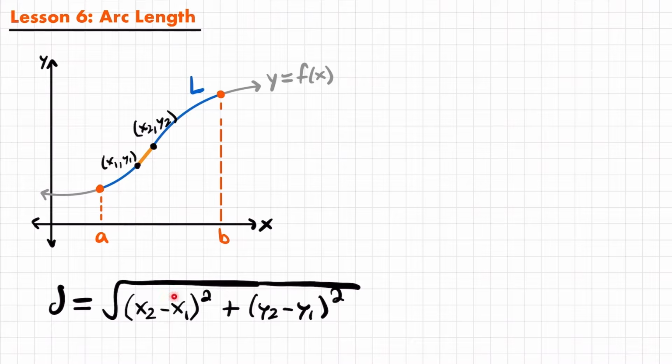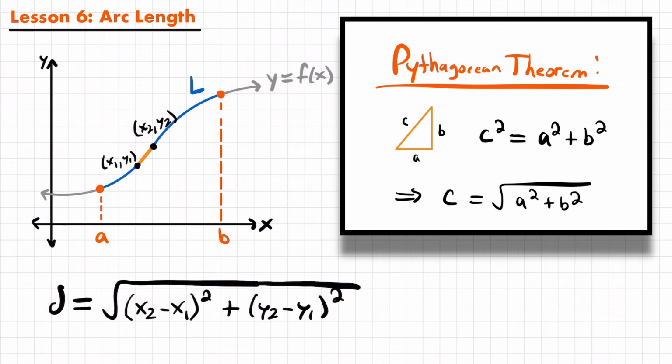This formula is derived from the Pythagorean theorem, which lets you solve for the hypotenuse of a triangle, which is essentially what we are doing here when we are finding the length of that line segment. If we look at the change in the x value and the change in the y value between each of these points, you would see that that forms a triangle where the line segment is the hypotenuse and the change in y and the change in x would be the other two sides of that triangle.